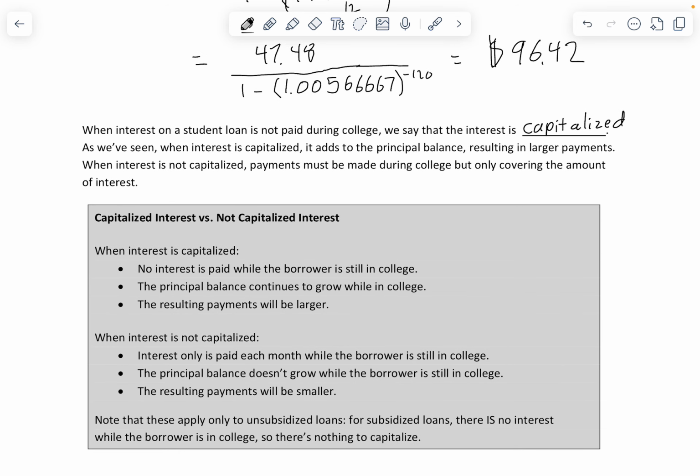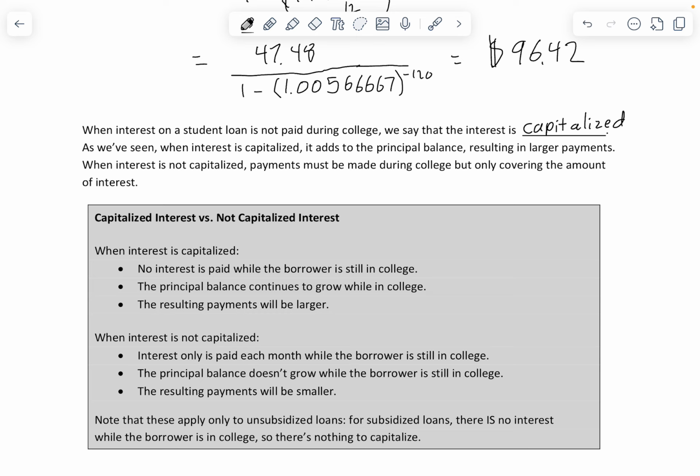When interest is capitalized, no interest is paid while the borrower is still in college. The principal balance continues to grow while in college. The resulting payments will be larger. When interest is not capitalized, interest only is paid each month while the borrower is still in college. The principal balance doesn't grow while the borrower is still in college. The resulting payments will be smaller.